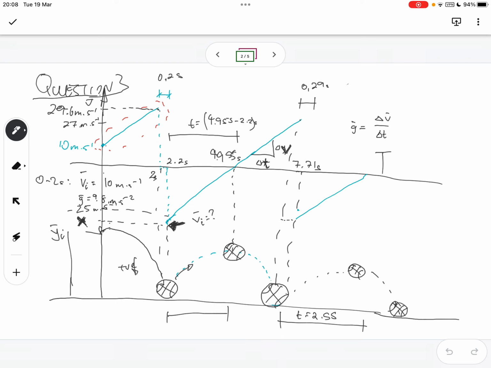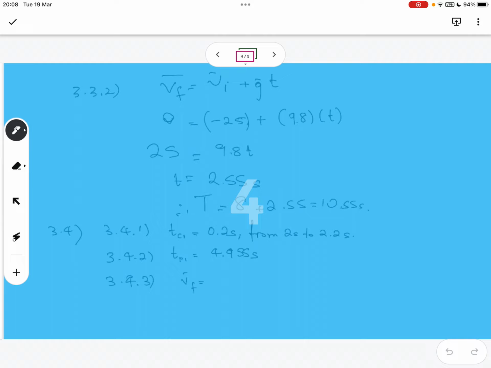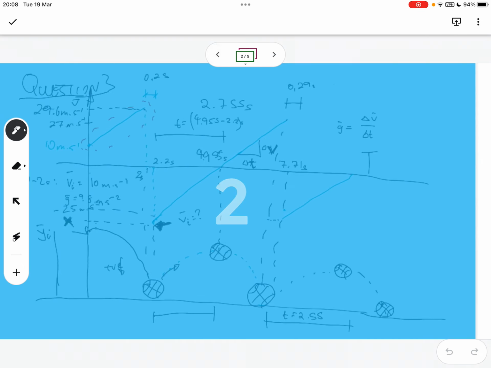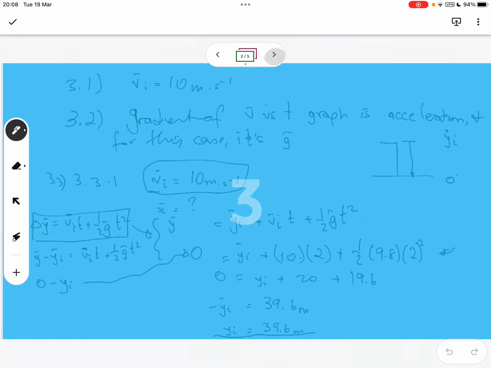So we take the time 4.955 and you subtract 2.2, so I'm assuming you've already done that. It's 2.755 seconds. And then we know that the final velocity is 0. Final velocity at 4.955 is 0.